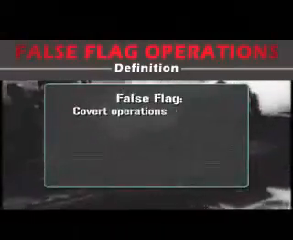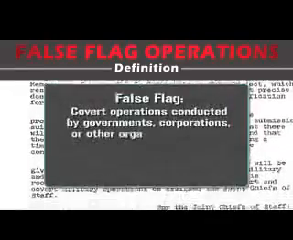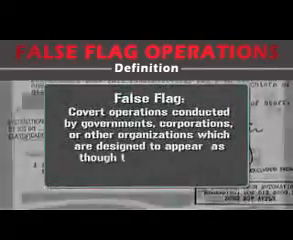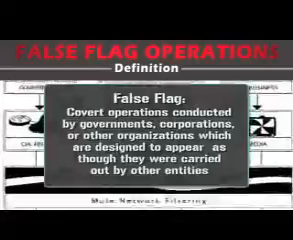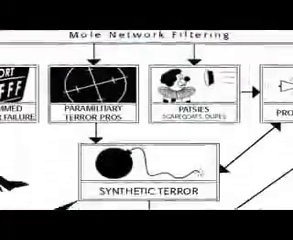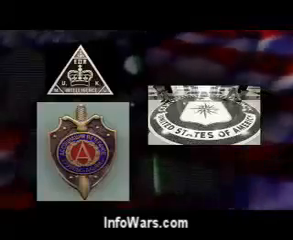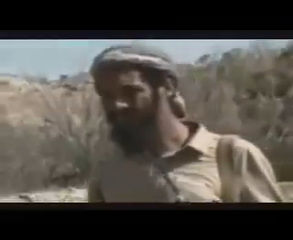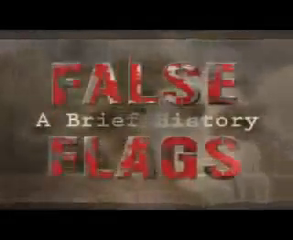What is a false flag? The encyclopedia definition reads, false flag operations are covert operations conducted by governments, corporations, or by other organizations which are designed to appear as if they were carried out by other entities. The name is derived from the military concept of flying false colors, that is, flying the flag of a country other than your own. There are many variants of false flag operations, but one of the most popular carried out by governments is to stage a terror attack or horrible criminal incident and then blame it on your political enemies.